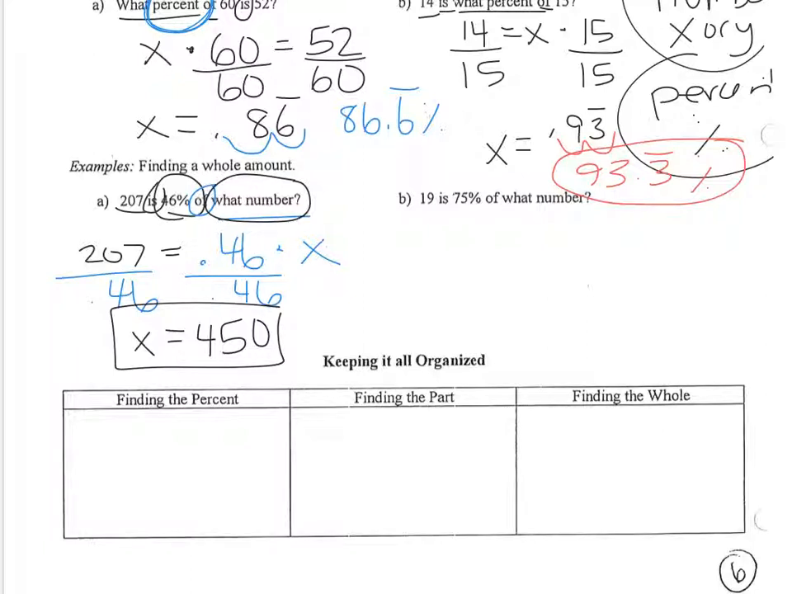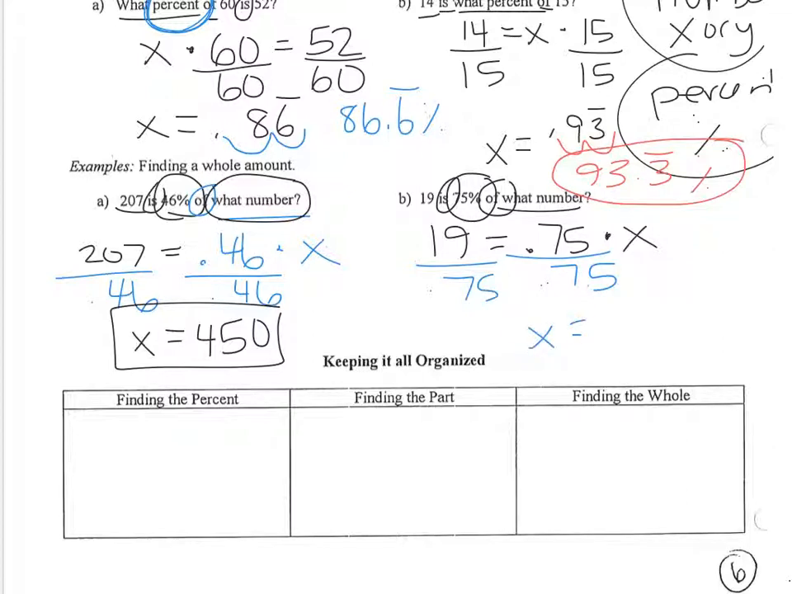And the last one, 19 is 75%, so 0.75 of times what number? X. So I'm going to divide both sides by 0.75. So X equals 19 divided by 0.75. I'm going to do that in my calculator. 19 divided by 0.75 is 25.3 repeating.